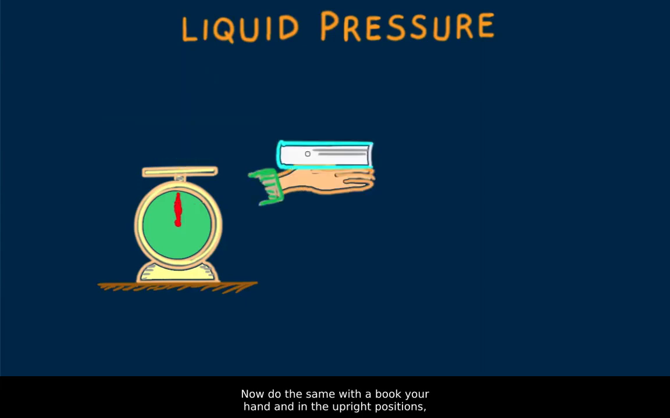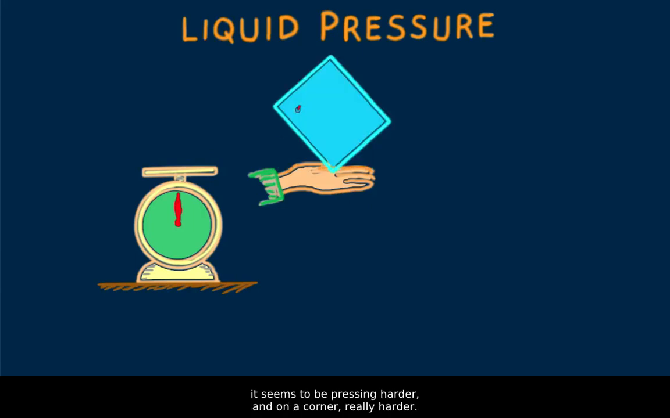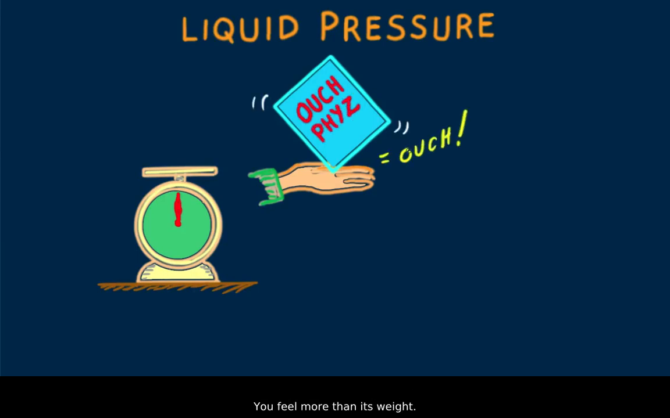Now do the same with the book on your hand, and in the upright positions it seems to be pressing harder. And on a corner, really harder. You feel more than its weight. What you feel is a greater pressure. We distinguish between force and pressure.